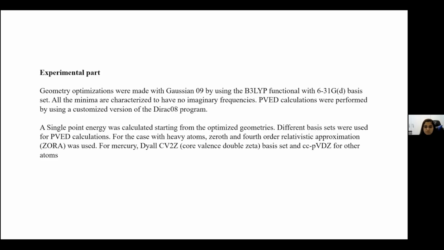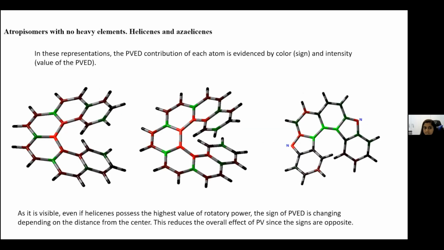The other programs we used were the DIRAC 08 program and also ZORA. These are the heteroisomers with no heavy elements, helicenes and azahelicenes. In this representation, the peak contribution of each atom is evidenced by the color, green and red. Even if helicenes possess a higher value of rotary power, the sign of PVD changes depending on the distance from the center. This reduces the overall parity violation effect.